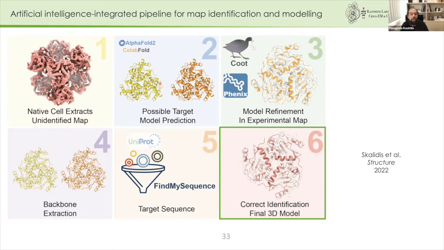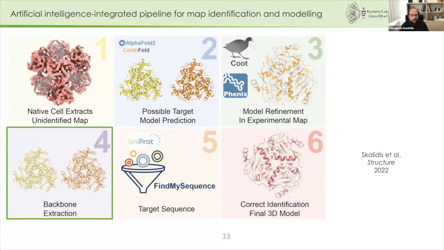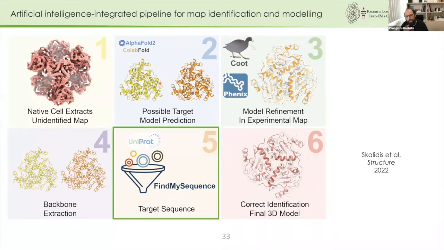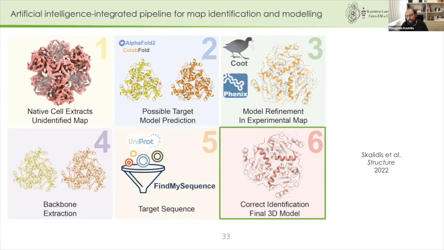So in this case, AI helped us not only to get very good models to refine in our maps, but also to unambiguously identify which is the correct model.